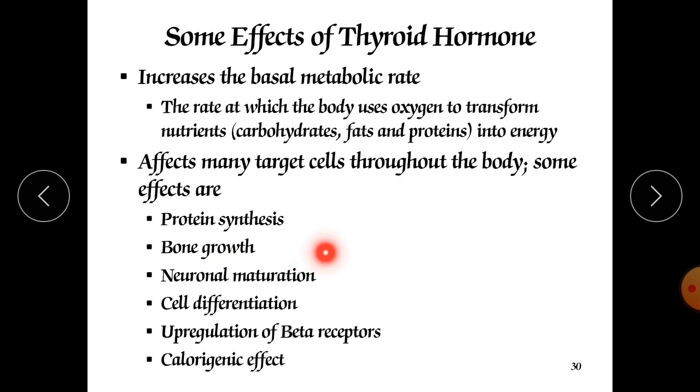They play a very vital role, not only in our bones but also in nervous formation, neuronal maturation, and nervous system development. It also depends on our thyroid hormone. Next is cell differentiation. It is also responsible for various cell differentiation. Next is upregulation of beta receptors.